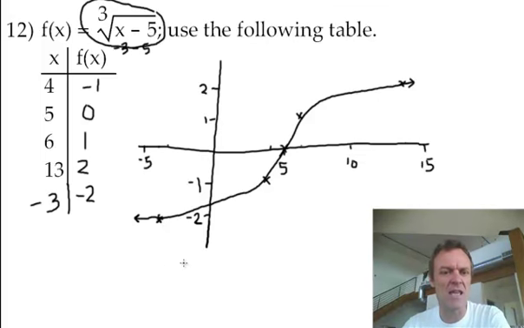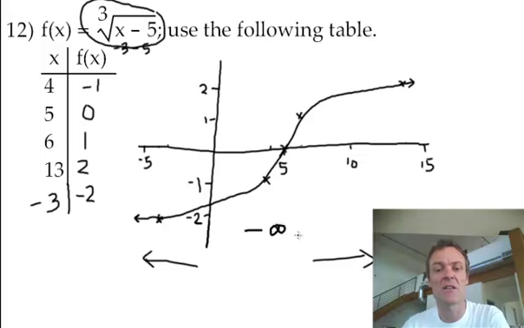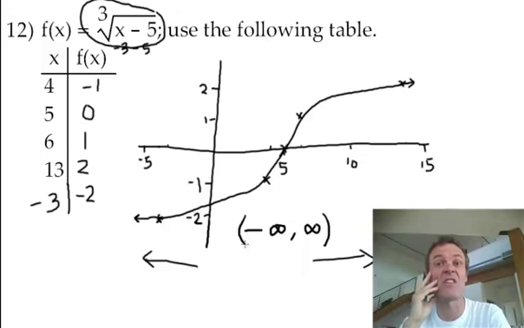Again, what's the domain? Nothing stopping you cube rooting anything. It's going to go all the way that way, and all the way that way. It is -infinity to +infinity. So remember that. The domains of the cube root ones tend to be that. The domains of the square root ones you've got to watch, because remember, you can't square root negatives, so there are certain things you can't have on the graph. This one, you can pretty much have anything.